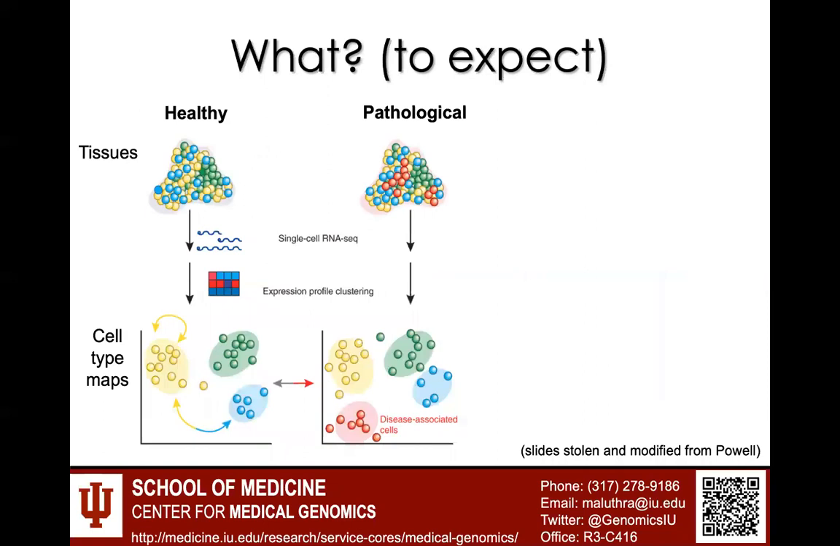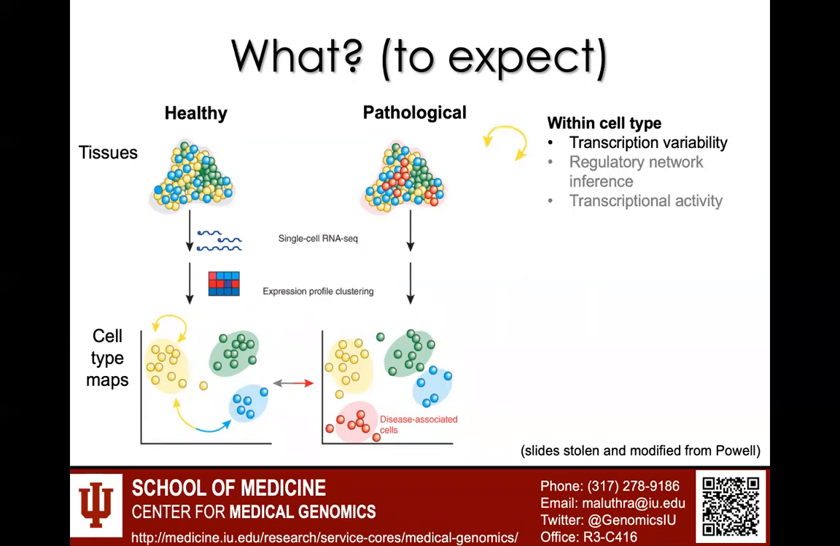The next question I want to answer is what to expect in terms of analysis. I'm giving a very, very simple example. On the left there is a healthy sample, and on the right side there is a pathological sample. When we do single cell analysis, there are three levels of information we can understand. The first is whether there is transcriptional variability within individual cell types. Of course, you can also study regulatory networks and transcriptional activity with additional informatics analysis.